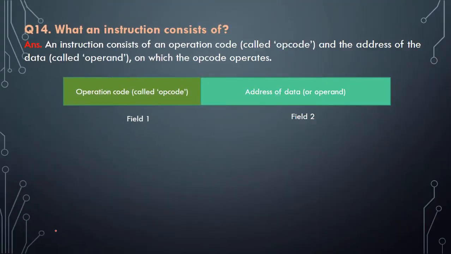The next one: what does an instruction consist of? An instruction consists of an operation code, which we know as opcode, and the address of the data or operand. This is the first field and this is the second field. The first field consists of the operation code or opcode, and the second field is the address of the data, called the operand. So our instruction consists of two things: operation code and address of the data.